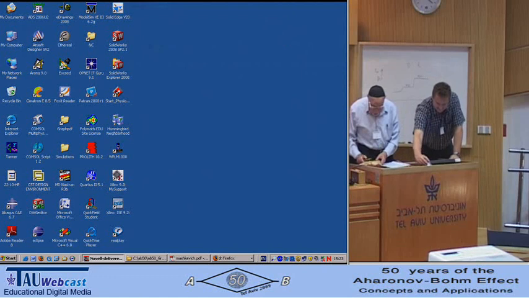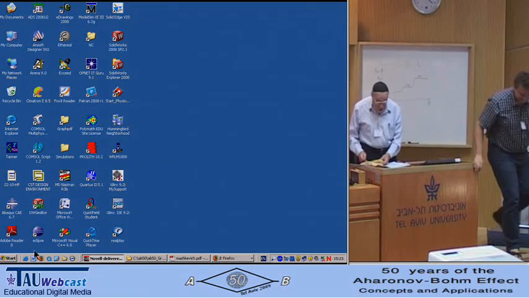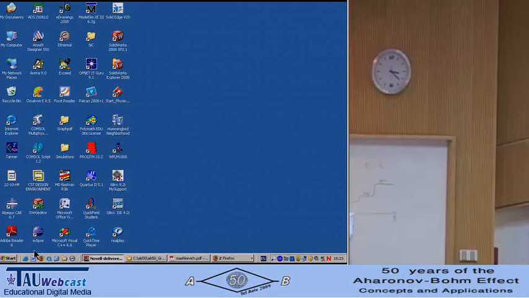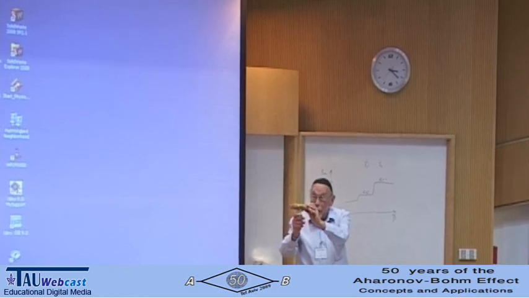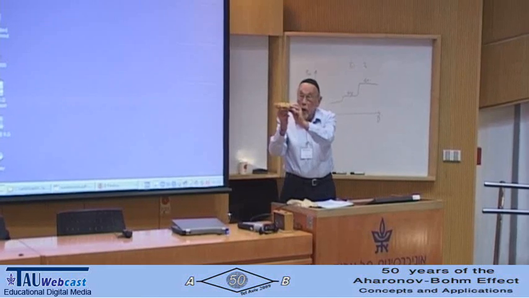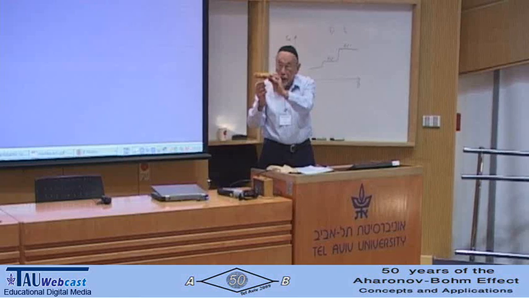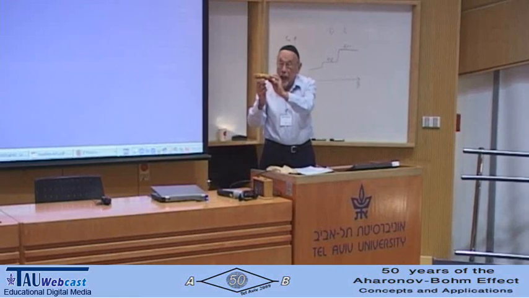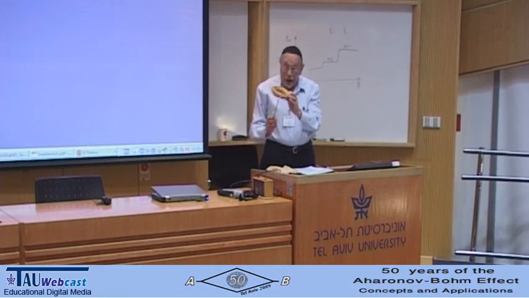Well, I want to illustrate the AB effect by this apparatus. What happens is, of course, that there is a passage of electrons going around about the flux, and there is a phase accrued by the electron, which is proportional to the flux.